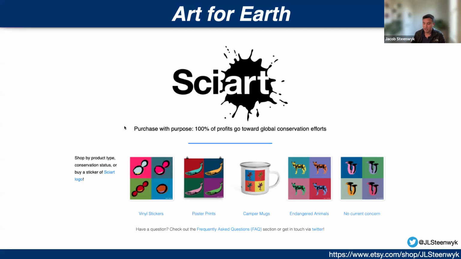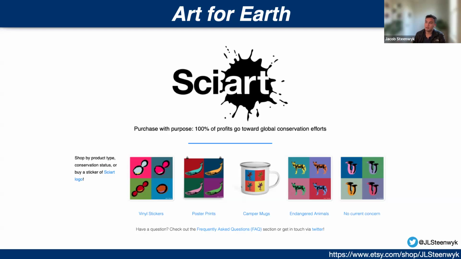So as Emil noted, I have pretty wide interests. They're a little bit all over the place. One of which includes making graphics in various forms, one of which is manifested as this Art for Earth initiative. It's really not necessarily about the stickers or the posters or whatever is being sold. It's really about an attempt to allow people to purchase with purpose because 100% of the profits from this store go towards global conservation efforts.